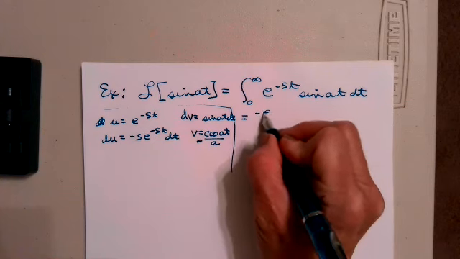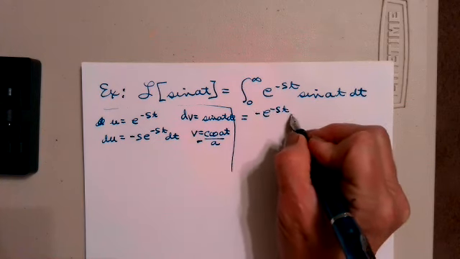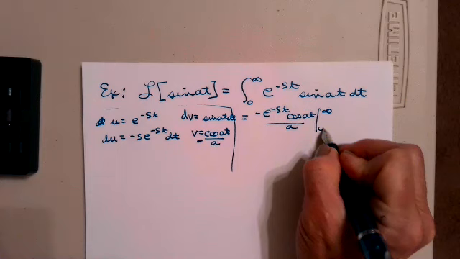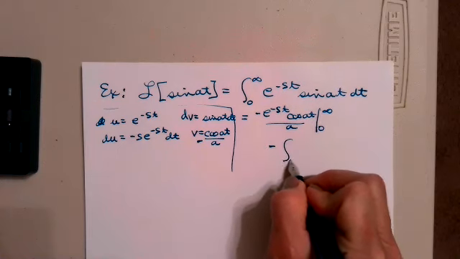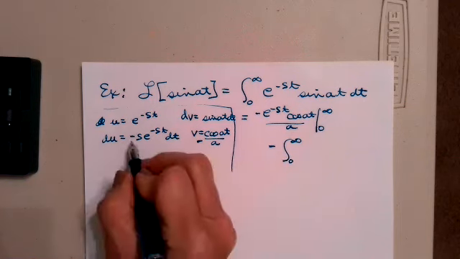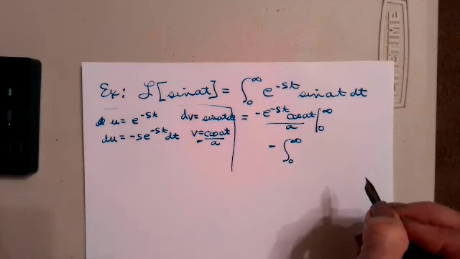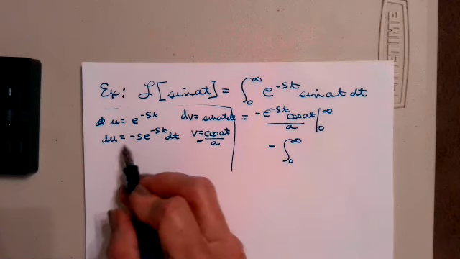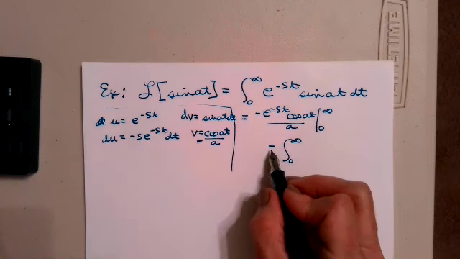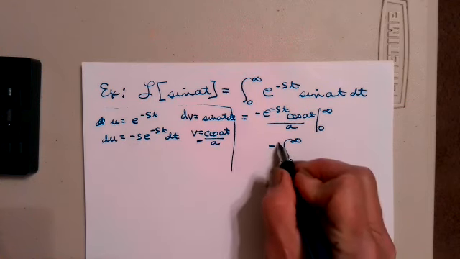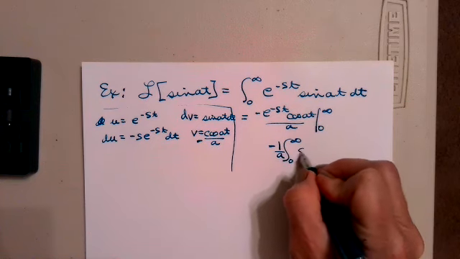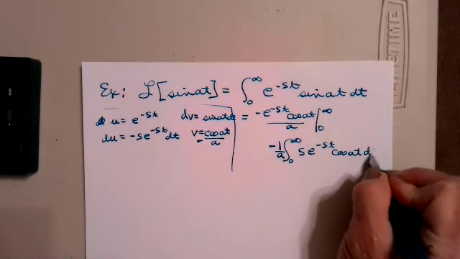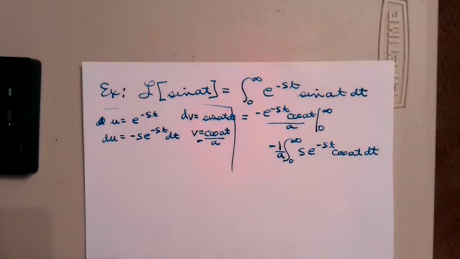So that is minus e to the minus st times cosine at over a, evaluated from infinity to 0, minus the integral from 0 to infinity of v times du. So let's see, you have a minus v times du, but this is a minus and a minus, so all total we get a minus. There's a 1 over a here, and then we have s e to the minus st cosine at dt.